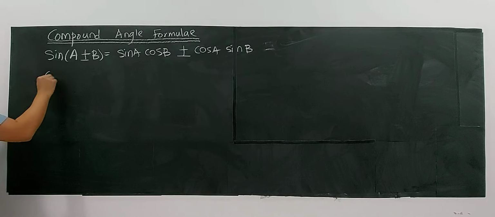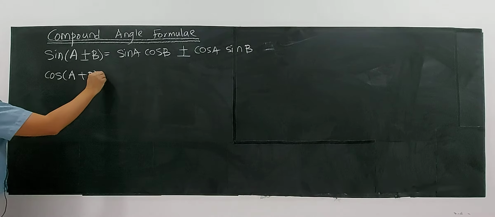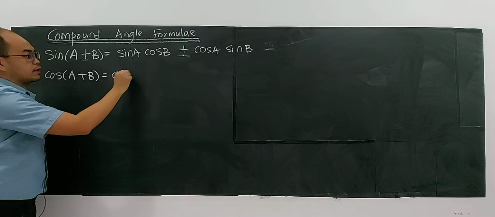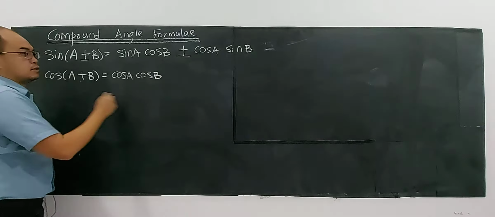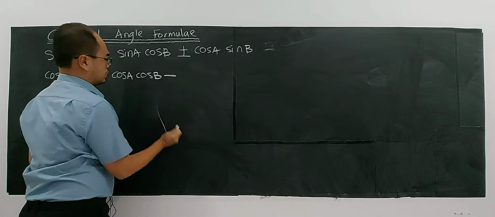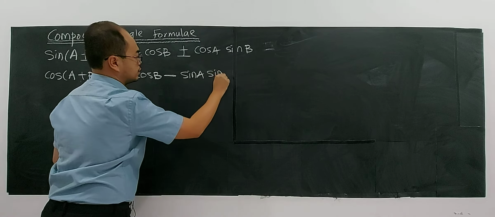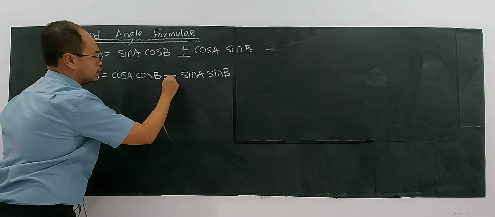So for cosine, cos A plus B is a bit different from this one, which will be cos A cos B. If this is add, this will be subtract, so it will be sine A sine B, right? So if you have subtract here, here will be add.